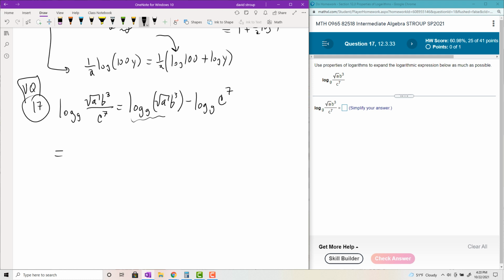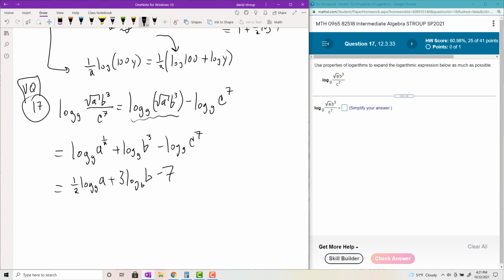Then I'm going to use a product rule on this guy. So I have log base g of a. I'm going to rewrite that square root as 1/2 power plus log base g of b cubed, and then log base g of c to the 7th. And then you just do power rules. So you get 1/2 log base g of a plus 3 log base g of b minus 7 log base g of c. Okay, you need to type that in.